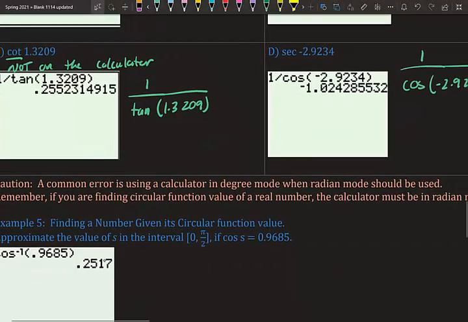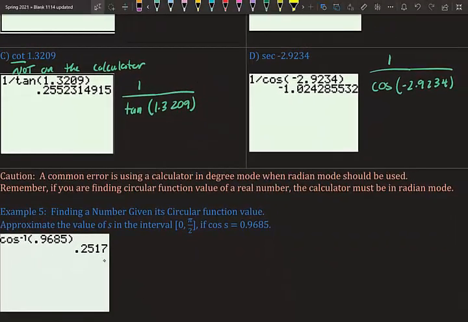A common error is using a calculator in degree mode when radian mode should be used. Remember, if you are finding circular function values of a real number, the calculator must be in radian mode. Also, if you're not working with degrees, then you're working with radians, so keep it in radians.